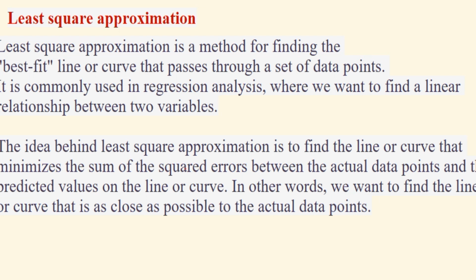From the data points, we have several methods to form the equation of the line and the equation of the parabola. So among the several methods, which one is going to be the best fit? The least square approximation method gives the best one. How do we know? The idea behind least square approximation is to find the line or curve that minimizes the sum of the squared errors between the actual data points and the predicted values on the line or curve. In other words, we want to find the line or curve that is as close as possible to the actual data points. Let us see one example, then we can easily understand the concept.